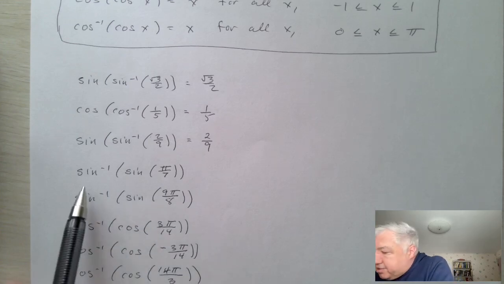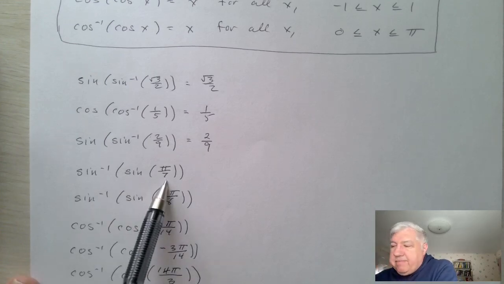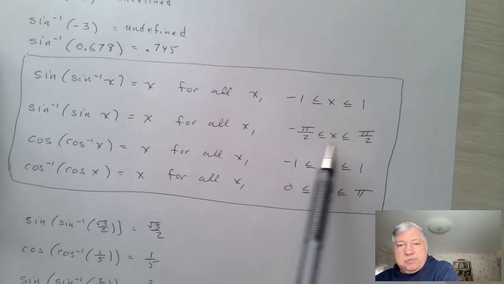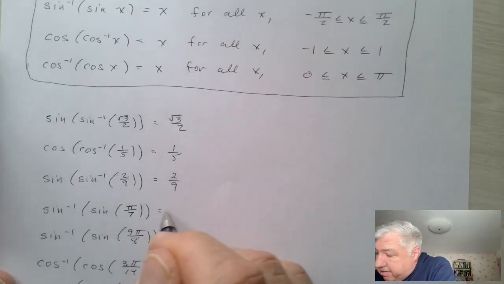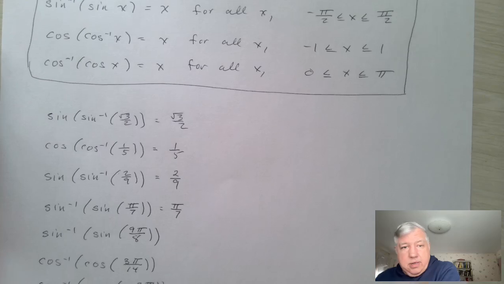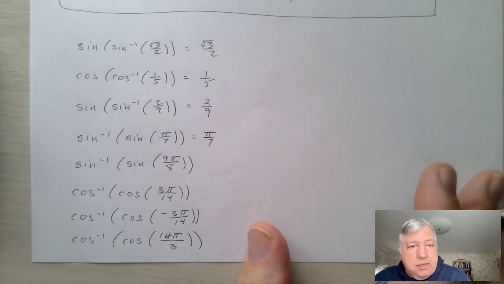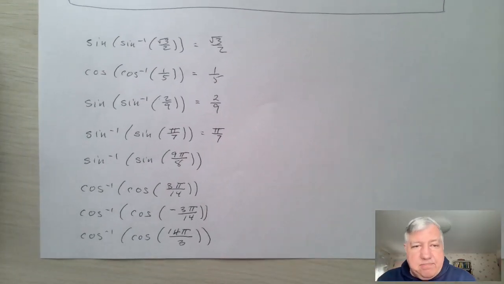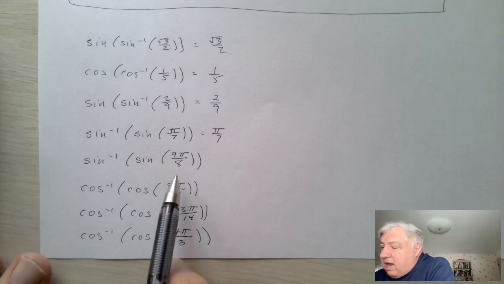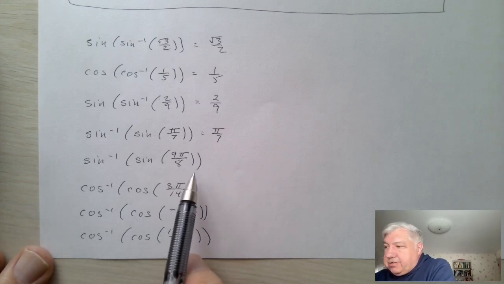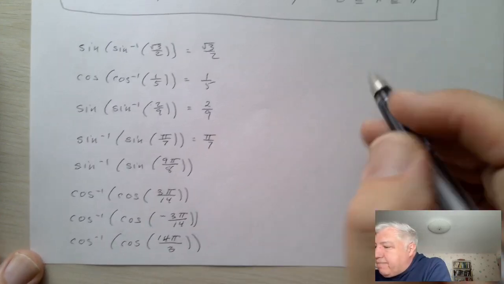Now, what about the inverse sine of the sine of pi/7? Pi/7 is between -pi/2 and pi/2, so this is just pi/7. The inverse sine of the sine of 9pi/8. Well, 9pi/8 is not in this range.